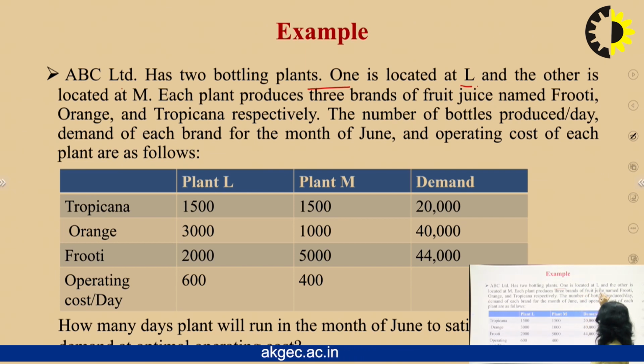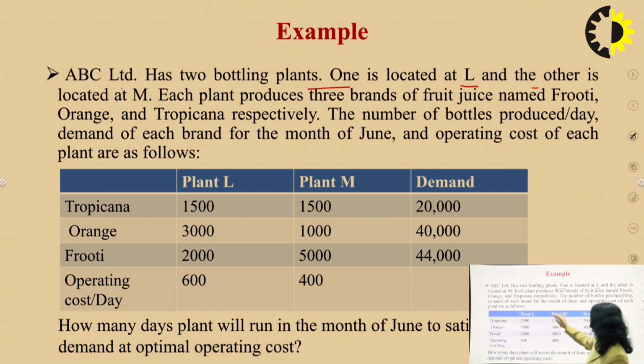One is located at L and the other is located at M. So there are two bottling plants and two locations. The one plant location is at L and the other plant location is at M. Each plant produces 3 brands of fruit juice. So the 3 types of juices are produced at each plant: fruity, orange and tropicana respectively.